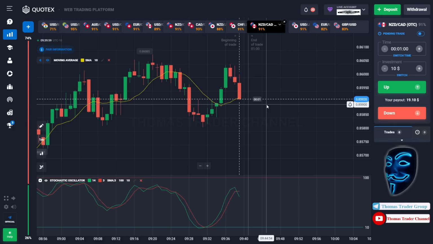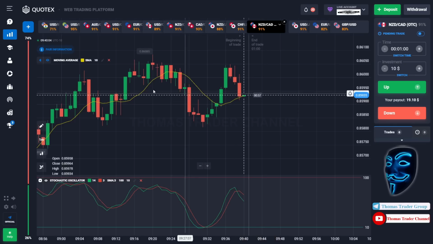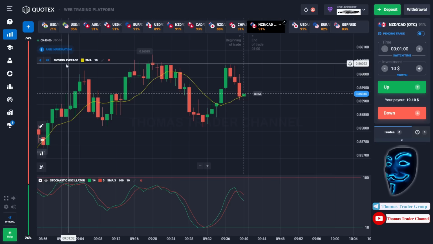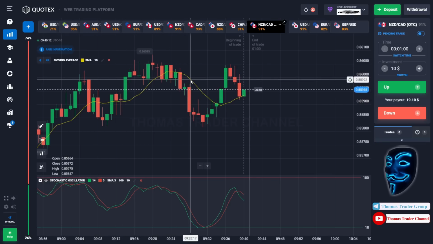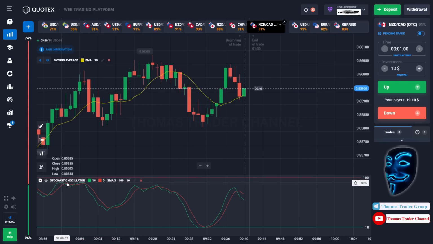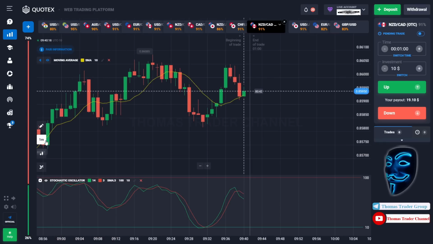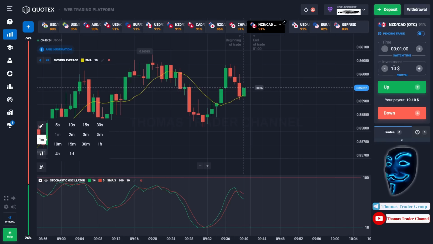Let's start our trading session for today. Today we are using two indicators. The first one is moving average, which is the yellow line over here. And the second indicator is stochastic oscillator. And today we are using 1 minute time frame for the candlestick. And we are going to start with $10 investment. We are going to open the position in 1 minute time frame.